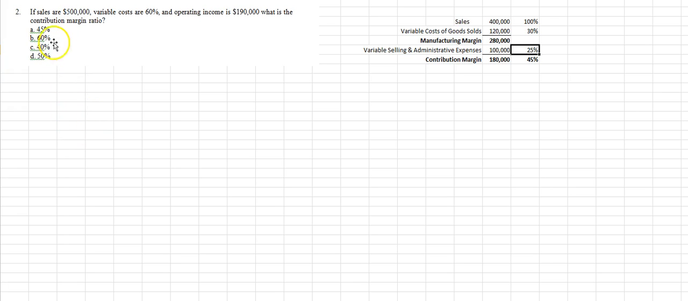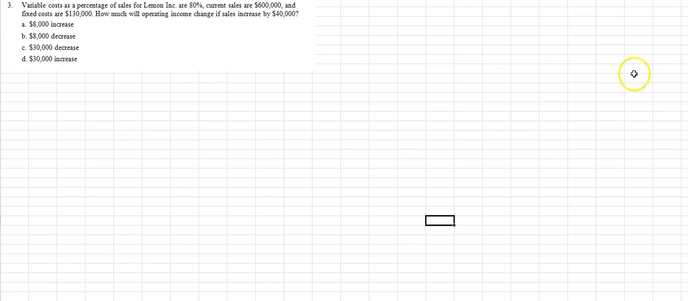Okay, so the answer in that case was C. Let's change this number here so that you can see. So if I make this number 120, now I have a total variable cost of 60%, and what's my contribution margin ratio? 40%, which is 100% of sales minus 60% of variable costs, okay? So that one was quite simple. Let's go on to number 3.